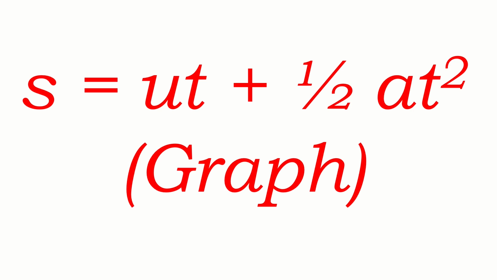There are three major equations of motion. Among them, one is S equal to ut plus half at square. I'm going to prove this graphically today.